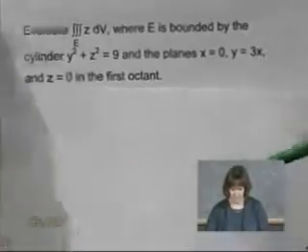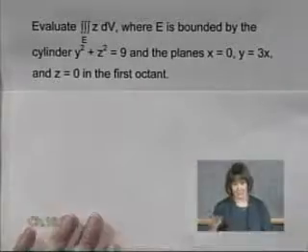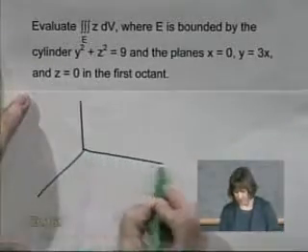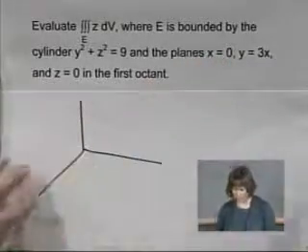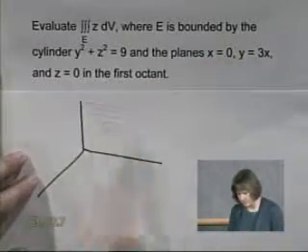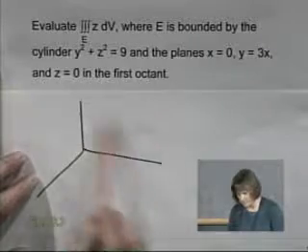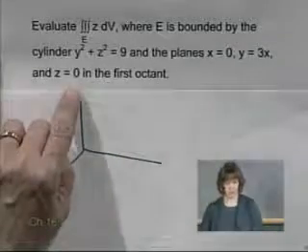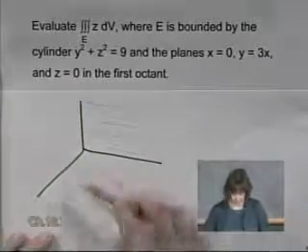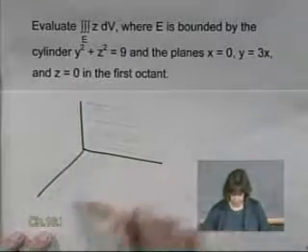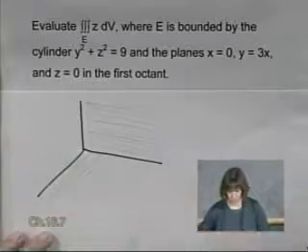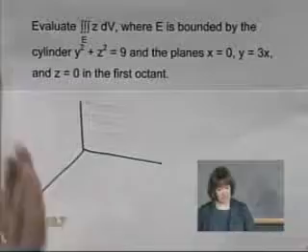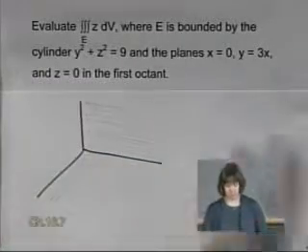Well, first of all, I'm going to do x equals 0 and z equals 0. X equals 0 is back here. Right? That's back there. How about z equals 0? That's the xy plane. That's right here. So this is our floor. Now also they say that I'm in the first octant, so that's good. Remember, the first octant is where x, y, and z are all positive.